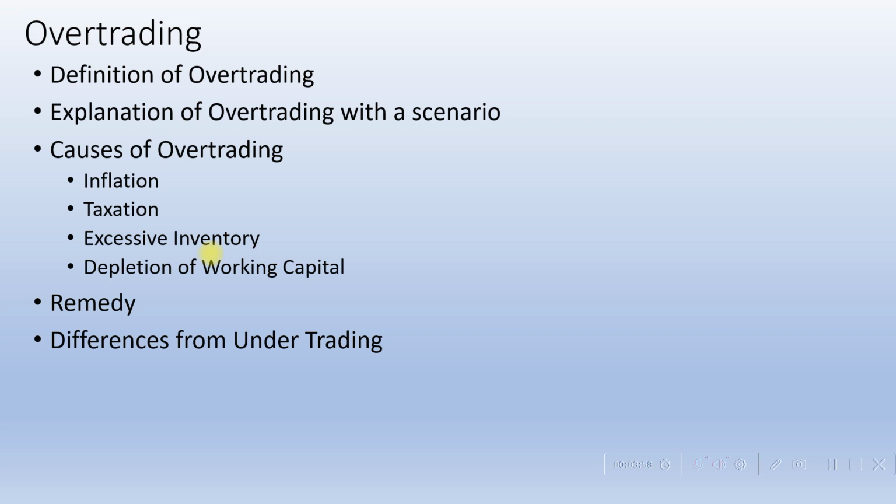And lastly, it is depletion of working capital, how it causes overtrading. That is when working capital or net current assets are scarce due to higher dividend payout, repayment of long-term loans, acquiring of fixed assets, or even trading losses, forcing a cash crunch situation in the hands of the corporation. Now, what are the remedies for this overtrading?